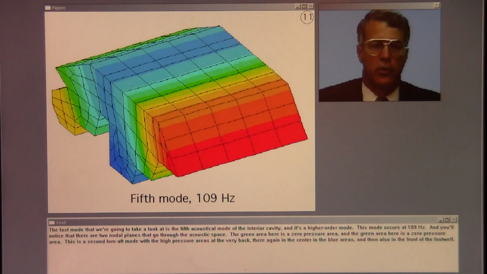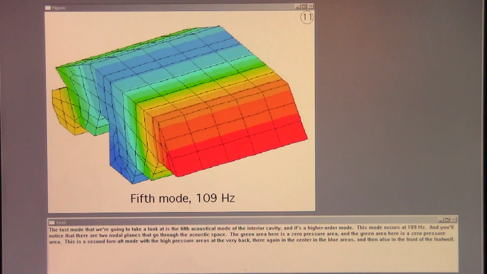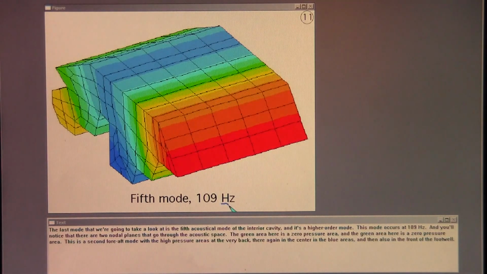The last mode that we're going to take a look at is the fifth acoustical mode of the interior cavity, and it's a higher order mode. This mode occurs at 109 Hertz, and you'll notice that there are two nodal planes that go through the acoustic space. The green area here is a zero pressure area, and the green area here is a zero pressure area.